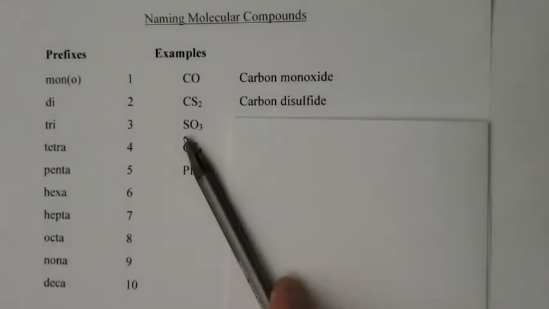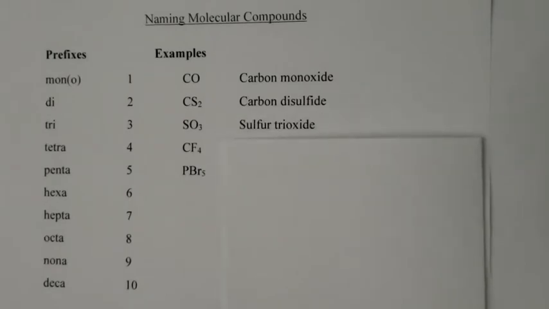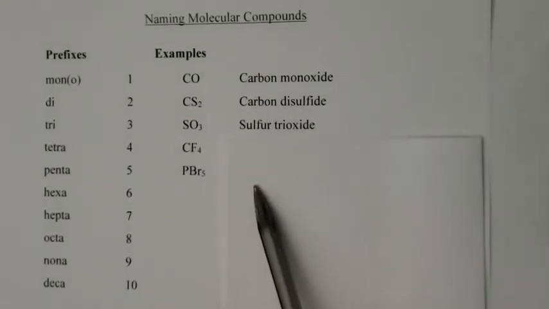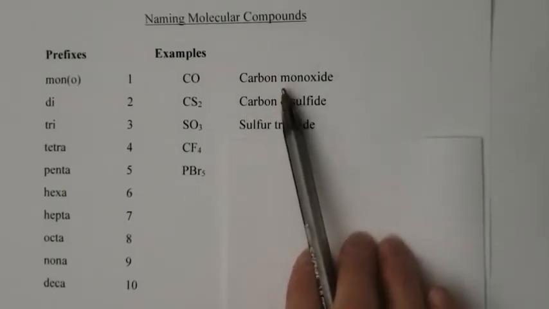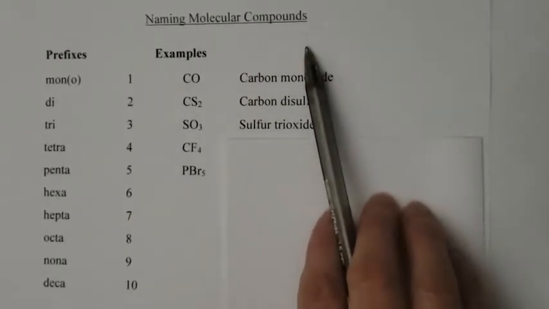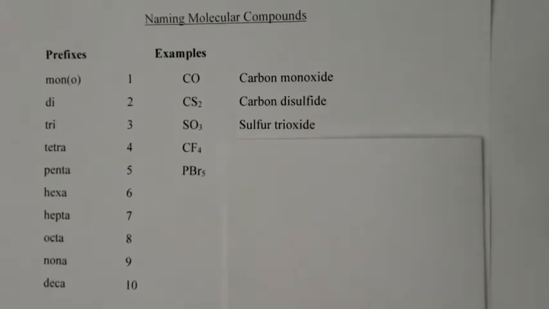The next one is S, so it's going to be sulfur. And then here it's trioxide. So sulfur trioxide. The element in front, you don't change it. We don't put the I down there. So it's not carbide, monoxide. Okay, the one in front stays unchanged. The one behind, the ending changes to I, just like it did before.